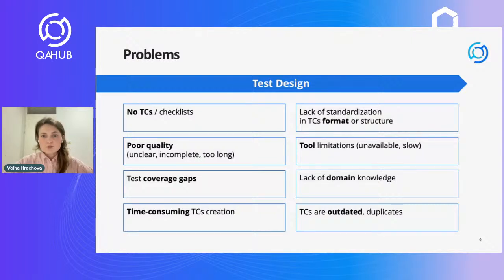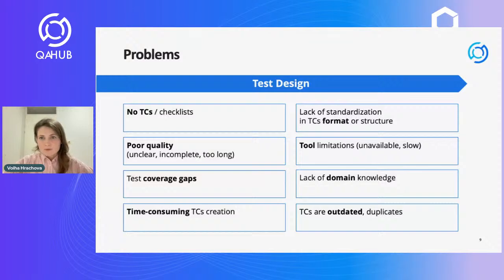And which issues do we have at this stage? One of the issues is no test cases or no checklists. Let's say we are starting the project, or we have been working with another vendor and we have some legacy from this vendor. So we may have a problem when we don't have any documentation for testing, like no test cases, or we have test cases but they're of poor quality.